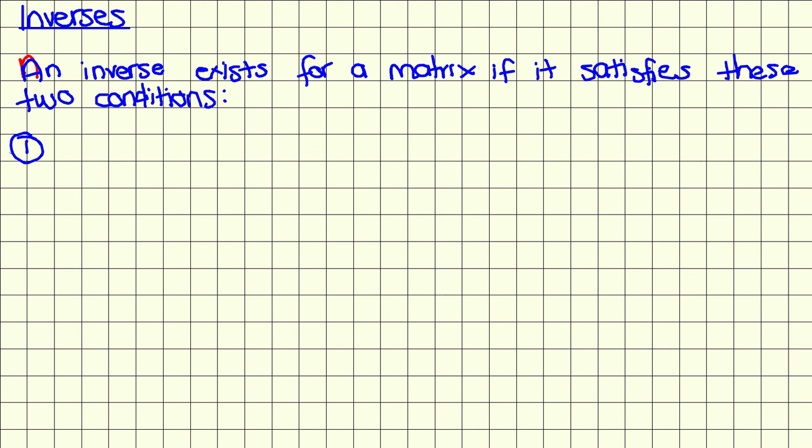Okay, so for an inverse to exist, it must satisfy these two conditions. Number one, the matrix must be a square matrix, very similar to the determinant. It must be a 2 by 2 or a 3 by 3 and so on. So the matrix must be square.